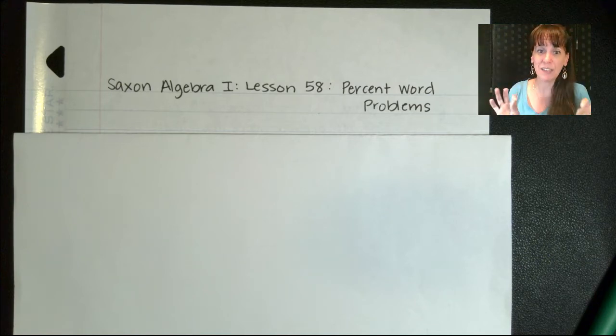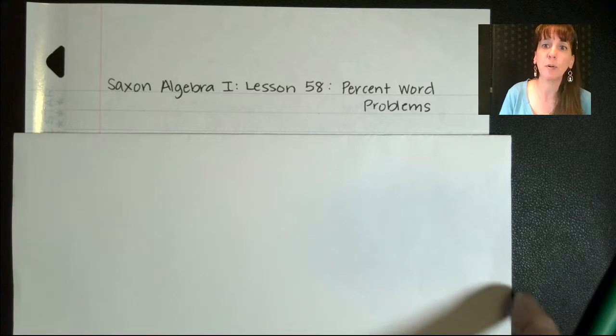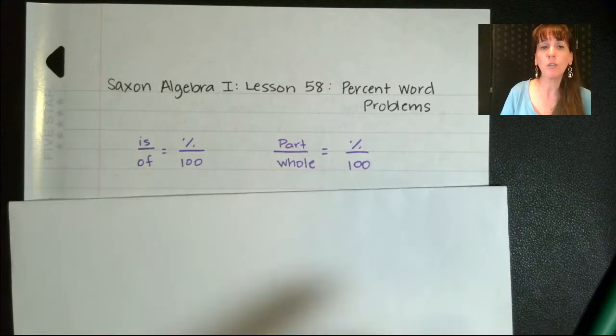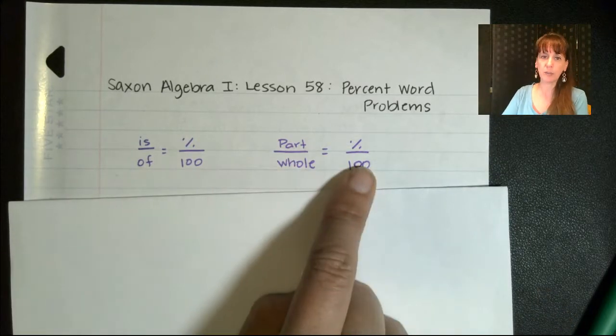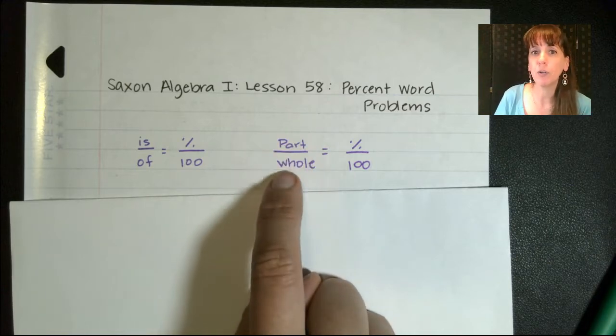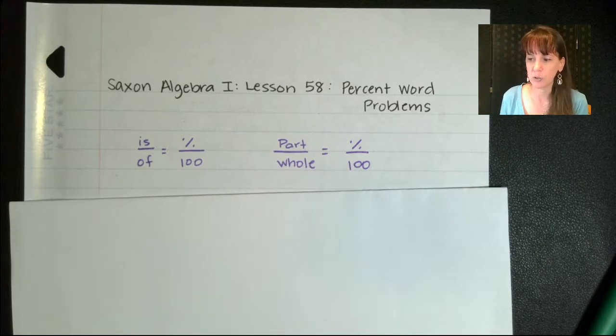And I love this because you are going to be using these formulas from now until forever. It will really help with percent problems, ratio problems, that kind of thing. So grab your notebook, write this down. Is over of equals percent over 100, or part over whole equals percent over 100. Part over whole equals percent over 100.